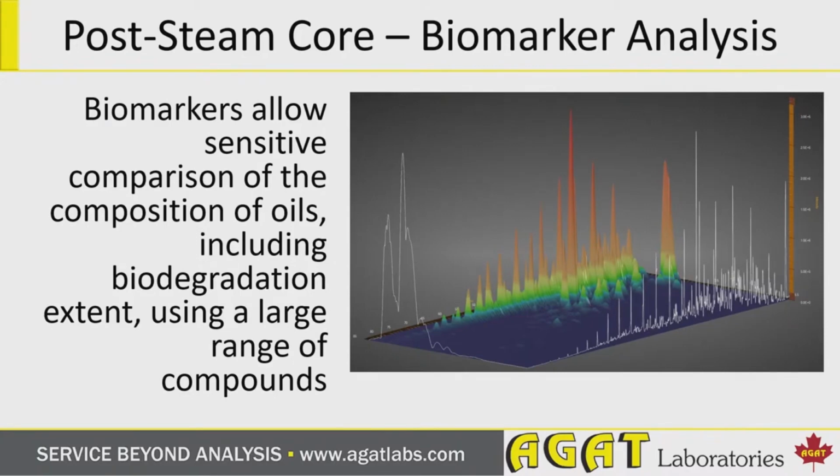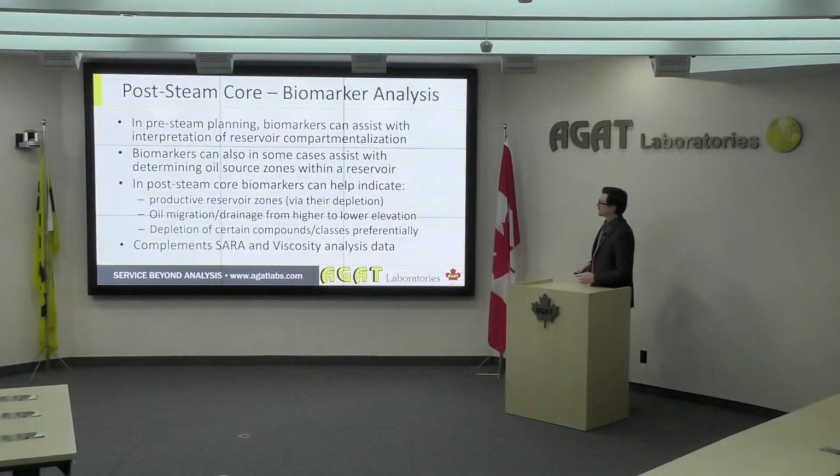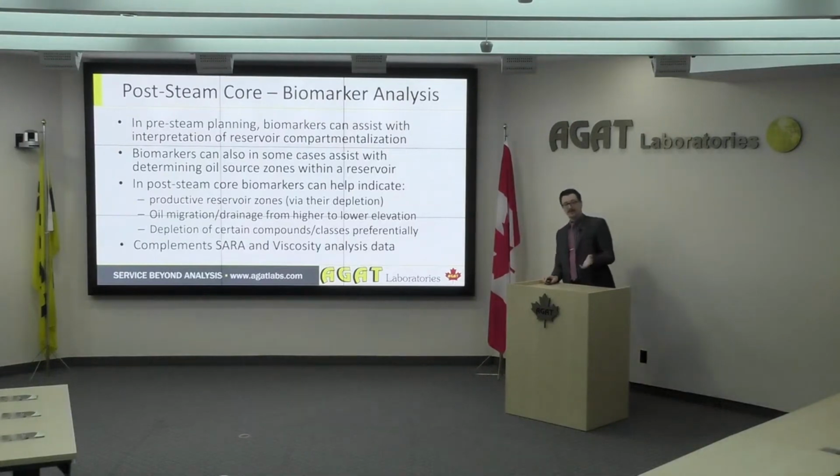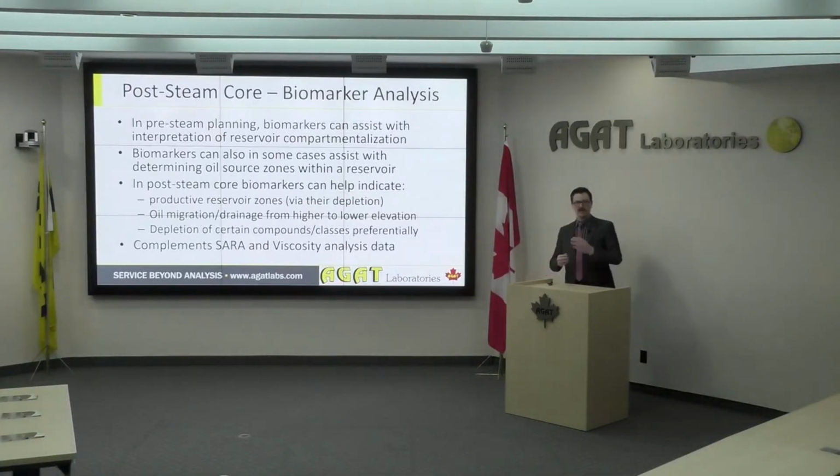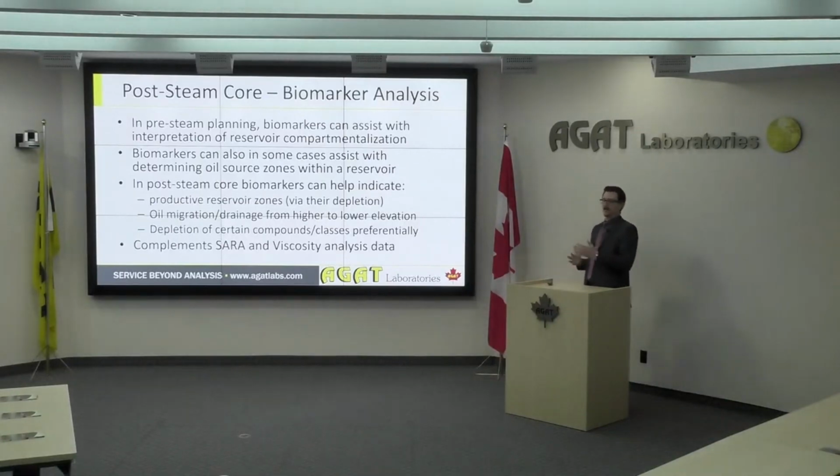So you can look at the degree of biodegradation, you can look at a very wide range of compounds, compound ratios, and this allows you to really fingerprint a particular oil very precisely. And so what we can do is use this in pre-steam planning. Before we even start to apply steam to a reservoir, in our pre-steam cores, we can analyze a number of points through the reservoir to try and assess how the biomarker ratios vary.